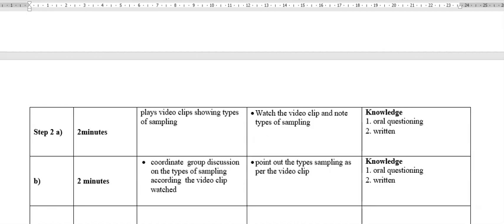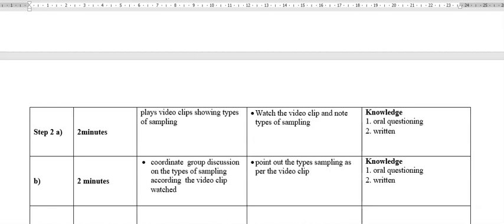Yeah, that's correct. The probability type of sampling, this is the type of sampling where every member in the population has an equal chance to be selected. All have an equal chance to participate in the exercise. So this type of sampling has 4 main types. The first one is the simple random sampling. For the simple random sampling, every member in the population has an equal chance of being selected.